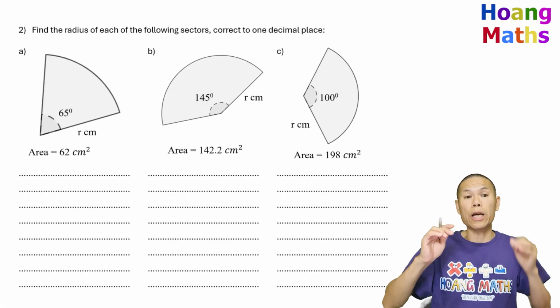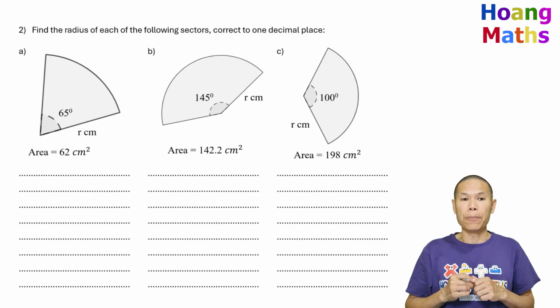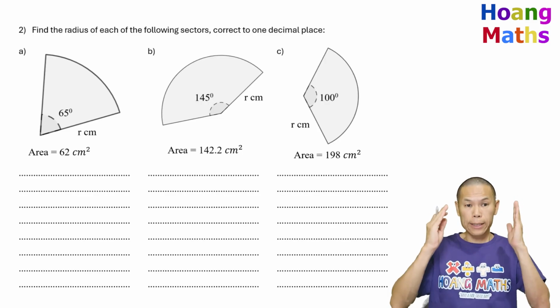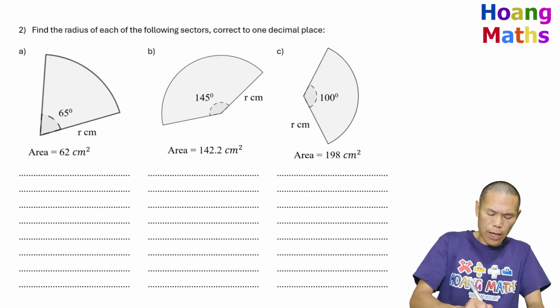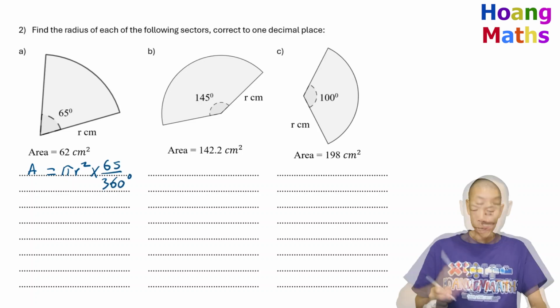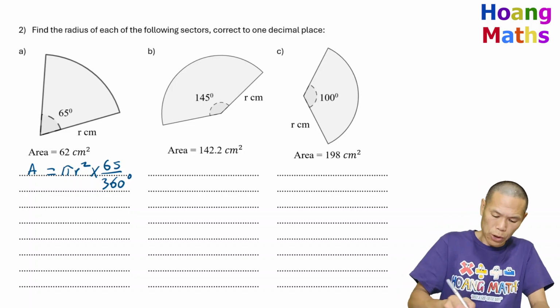Question number 2 here. So we need to work out the radius of this sector here. And for part A, we know that the area is 62. So I can write area of a sector first, okay? So pi r squared, and we times by 65 over 360 degrees. And we know that the area is 62. So we just substitute in.